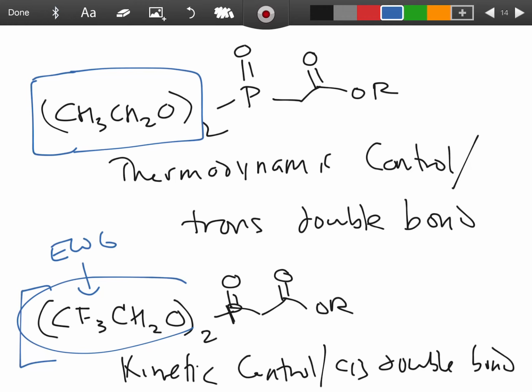So, for generalizing these reactions, you get Z double bonds when you have rapid cyclization of the oxophosphate intermediate. So when we get to here and here, once you get here, if this cyclizes really fast, that's going to be under kinetic control. That's going to make your Z double bond.